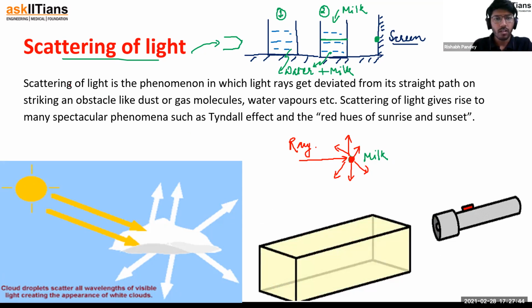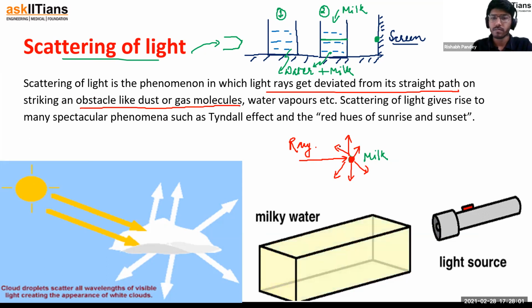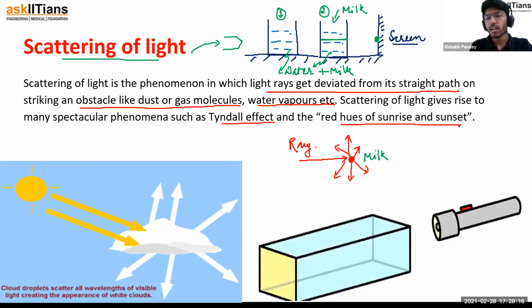So scattering of light, as you can see over here, is the phenomenon in which light rays get deviated from their straight path on striking an obstacle like dust or gas molecule. I'm just taking the example of milk over here, but a gas molecule or dust can also be used. Water vapors, etc. Scattering of light gives rise to many spectacular phenomena such as the Tyndall effect and the red hues of sunrise and sunset. Now, what are these? I'll explain it.